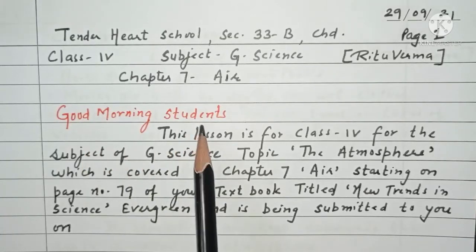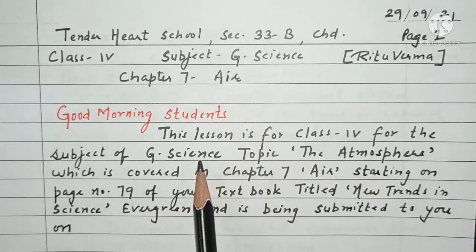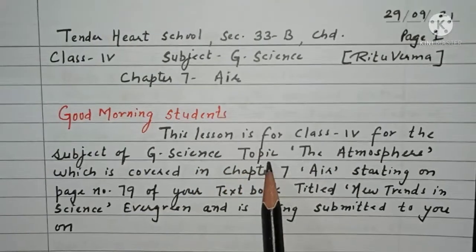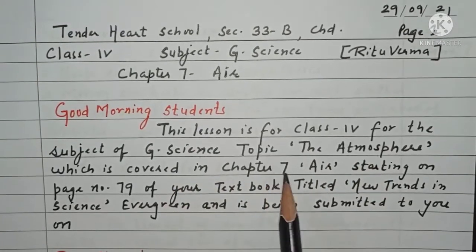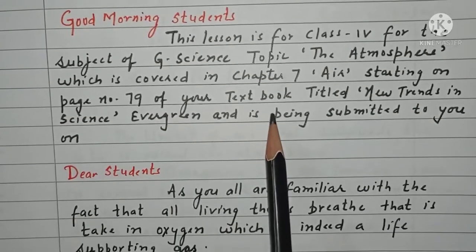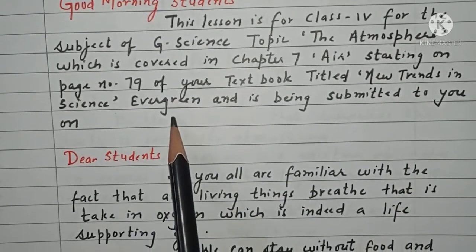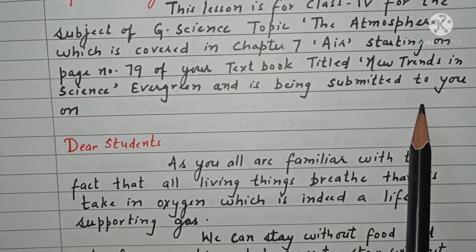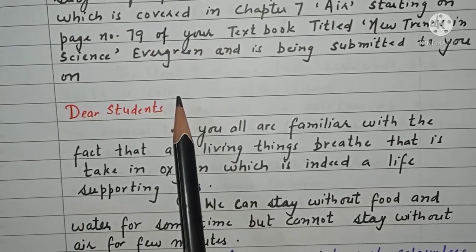Good morning, students. This lesson is for class 4 for the subject of General Science. Topic is the atmosphere, which is covered in chapter 7, Air, starting on page number 79 of your textbook, titled New Trends in Science Evergreen, and is being submitted to you on 29th of September 2021.